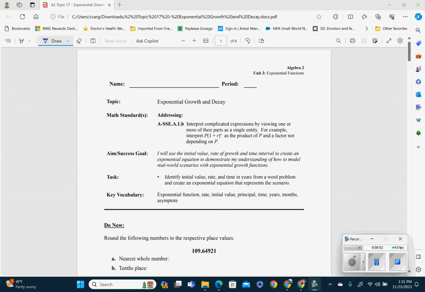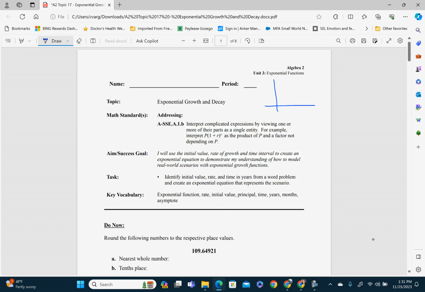So this is the first lesson of Unit 3, and it's called Exponential Growth and Decay. Just to refresh your memory, maybe from Algebra 1, exponential growth looks something like this. It's going to grow. It starts off growing slowly, at a low rate, and then it speeds up. So that's exponential growth, and exponential decay is going to look something like this.